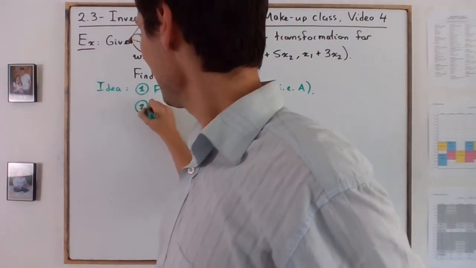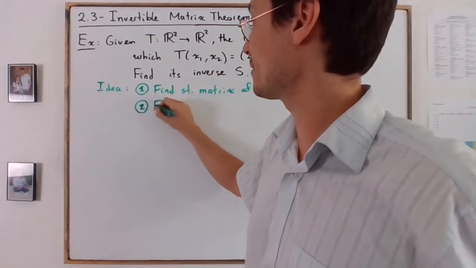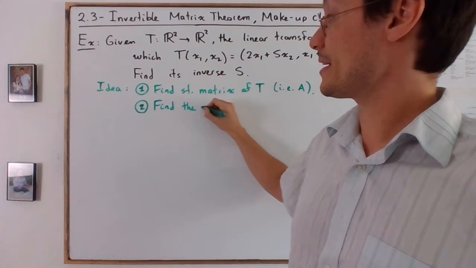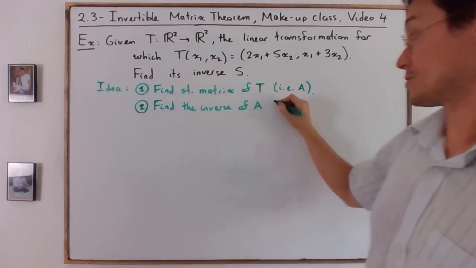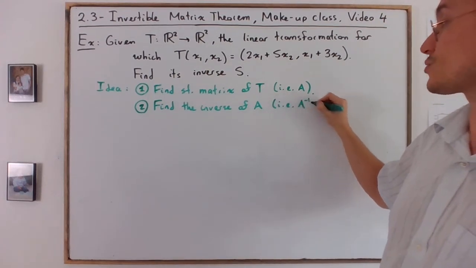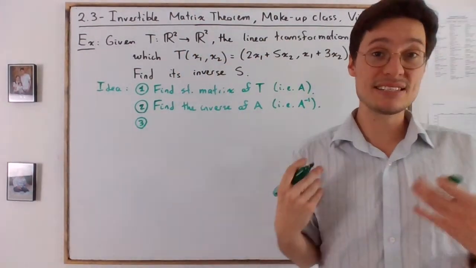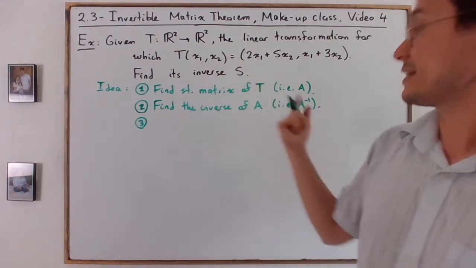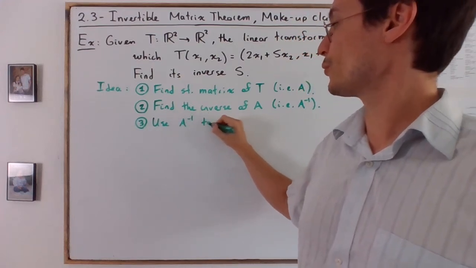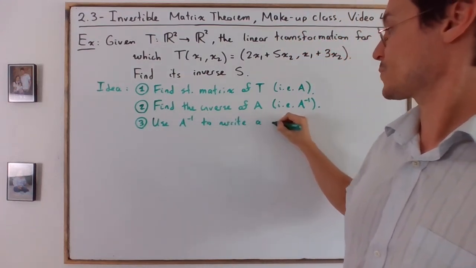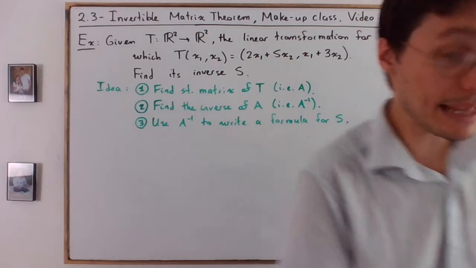Then, second step, we will just find the inverse of that matrix. So find the inverse of A. So remember that the inverse of A, we call it A minus 1. And then finally, we're going to use this inverse to write a formula for the inverse transformation. So use A minus 1 to write a formula for S. Here goes, step number 1.